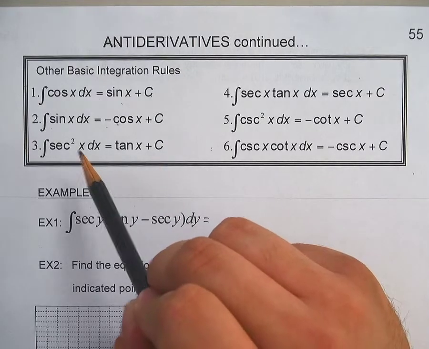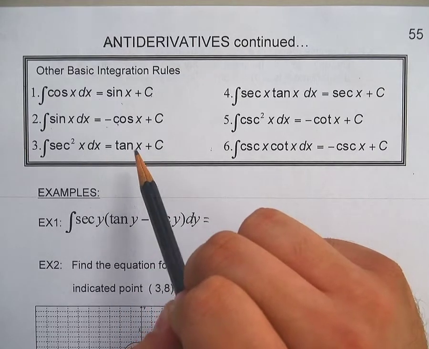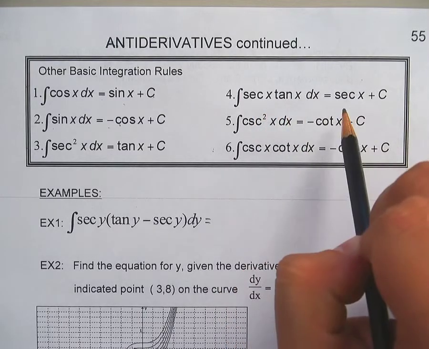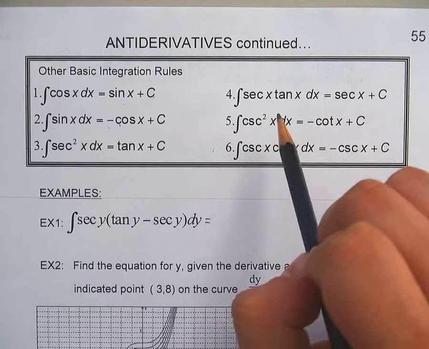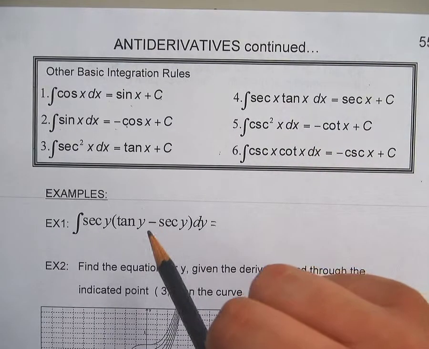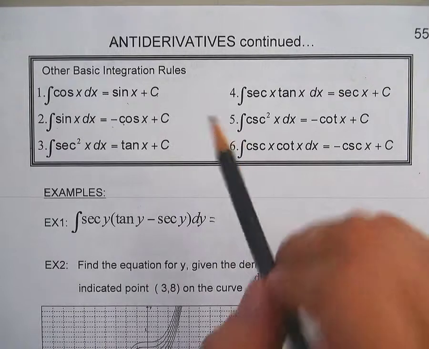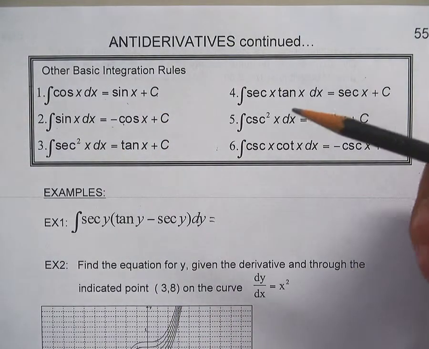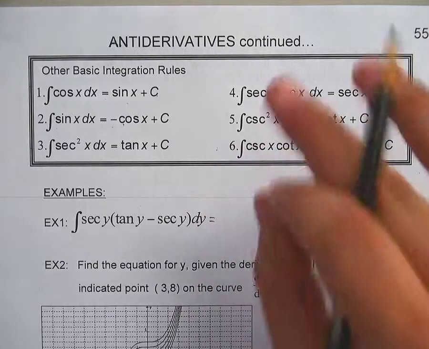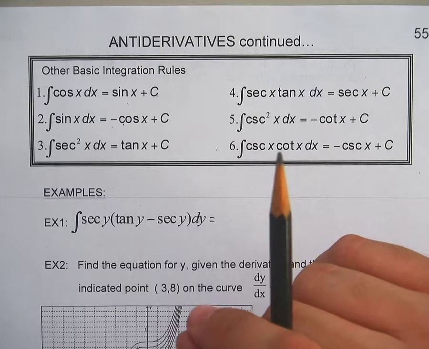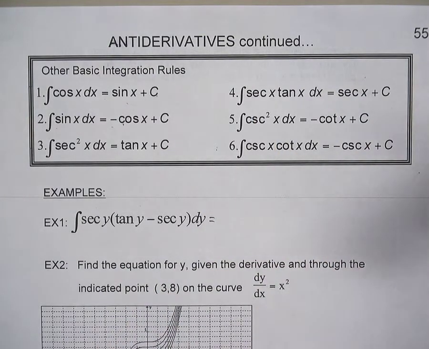The integral of secant squared is tangent. And these are some other kind of obscure ones. The integral of secant tangent is secant. The integral of cosecant squared is negative cotangent. The integral of cosecant cotangent is negative cosecant. I can almost guarantee you will see one of either number 1 or 2, if not both. I can almost guarantee that. I'd almost be willing to bet my paycheck on it. But the other ones, it's good to know how to use.